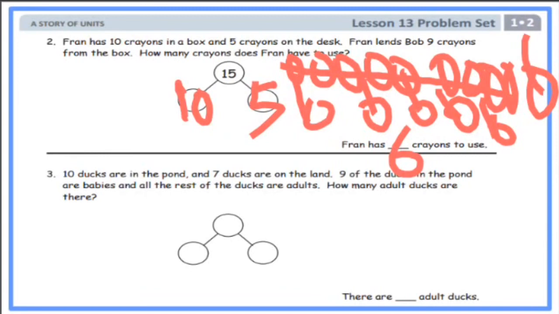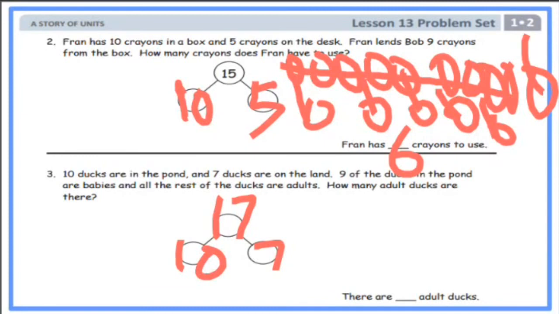What about number 3? It says 10 dogs are in the pond and 7 dogs are on the land. 9 of the dogs in the pond are babies and all the rest of the dogs are adults. How many adult dogs are there? Yes, so quickly let us fill a number bond. It said 10 dogs are in the pond and 7 dogs are on the land. That's 10 and 7, and that will be what? 17.